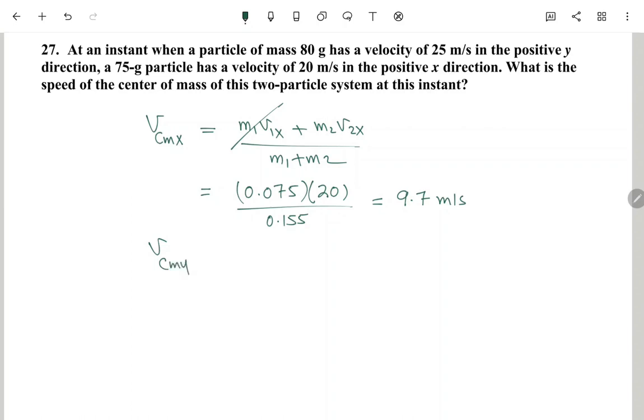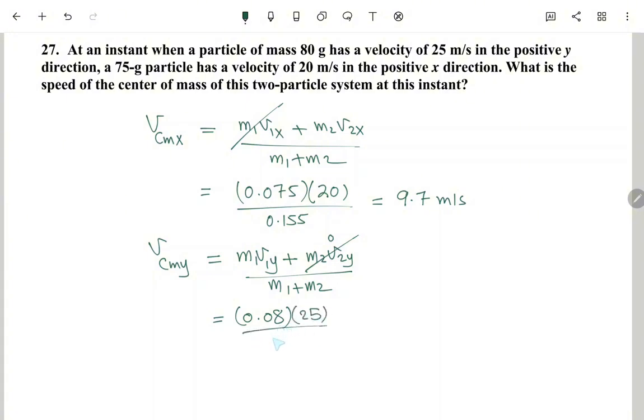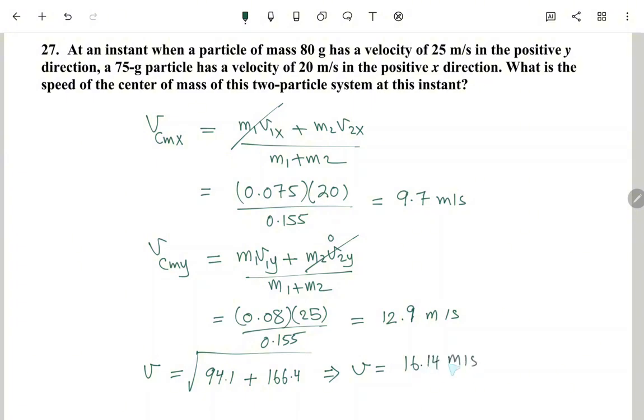Now, the center of mass y equal to m1 v1y plus m2 v2y divided by m1 plus m2. This one is equal to 0, and after all, it's 0.08 times 25 divided by 0.155, which equal to 12.9 meter per second. V, or the final speed, is equal to square root of 94.1, which is 9.7 square, plus 166.4, which is 12.9 square, and V will be equal to 16.14 meter per second.